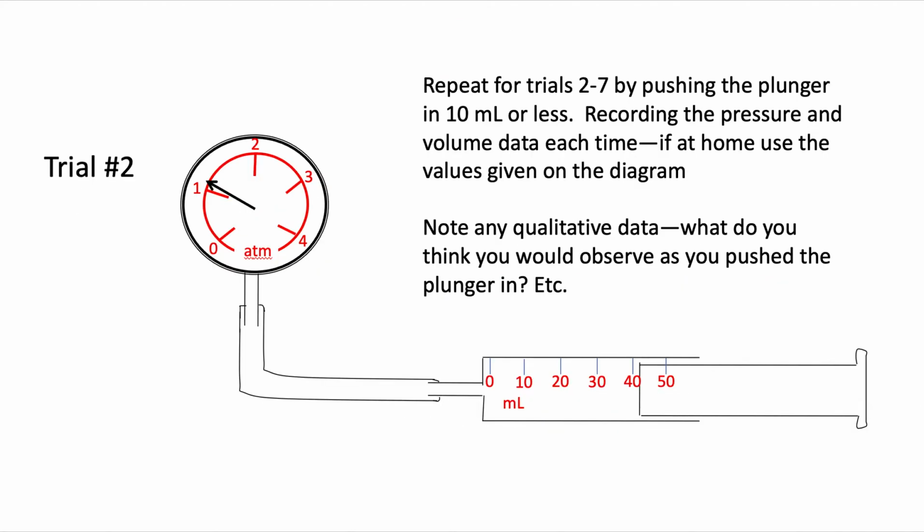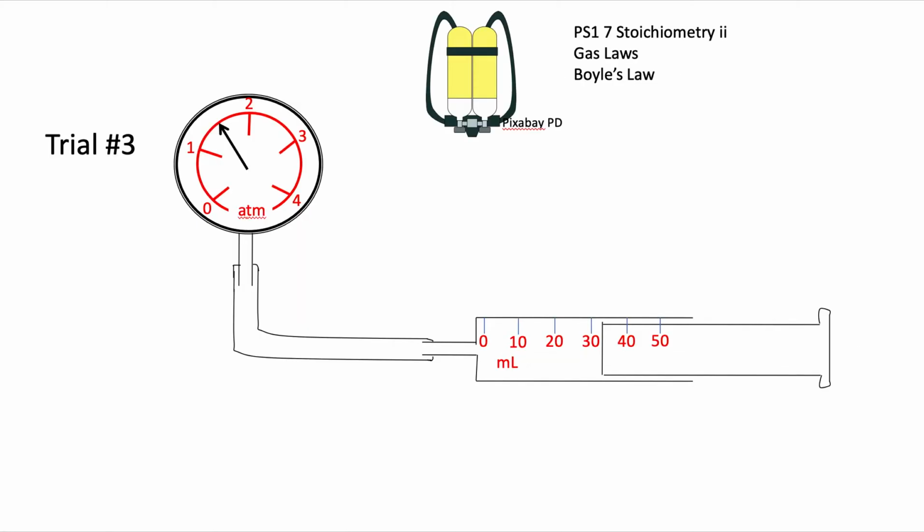Then we're going to look at a number of other trials. Pause to make sure you've got both readings correct before going on to the next trial. For trials 2 to 7, if you were doing the experiment, keep the difference in volume to less than 10 mL as you push it in each time, and record both pressure and volume. If you were doing this experiment, note any qualitative data. So this is trial number 3. Pause to get the data.